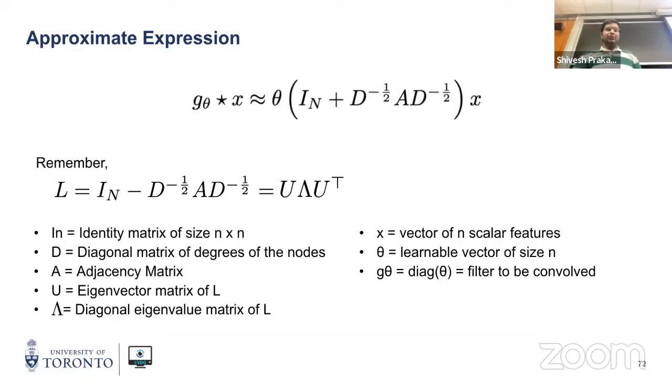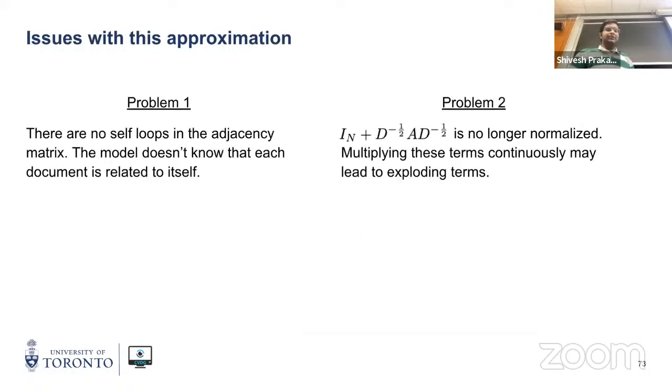Now, again, there are some more issues with this approximation itself. The first issue is that there are no self loops in the adjacency matrix. Intuitively, you can think of this as the model not knowing that each document is related to itself. Another problem is that previously we normalized the Laplacian by doing I minus D to the negative square root times A times D to the negative square root. But now that we do I plus D square root times A times D square root, it is no longer normalized, because D square root A D square root basically represents values between 0 and 1. Now that you start adding it to 1, it becomes like 1.5, 1.6. And when you keep multiplying these terms in a neural network, they really start exploding to infinite sizes. We want to solve this problem.